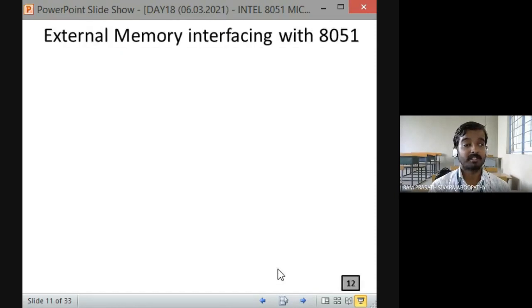Now we will move to the next slide: external memory interfacing with 8051. How to interface external memory, whether it is program memory or data memory, both we are going to discuss. How can it be interfaced with the 8051 microcontroller? To interface any memory device, what do we need primarily?